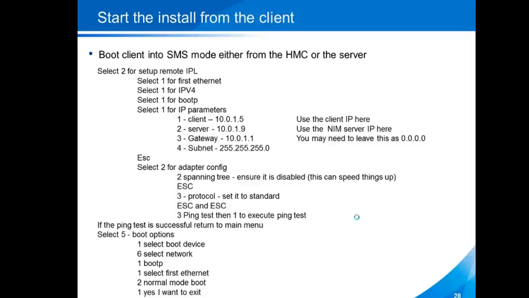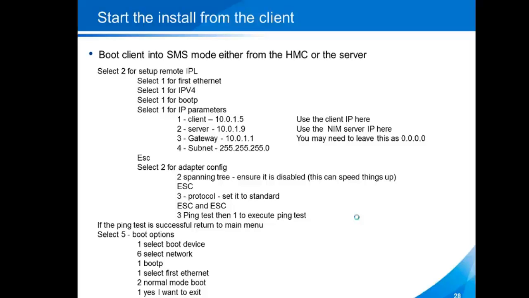Obviously before you do this, you want to make sure that your NIM server has BOOTP uncommented and that you refreshed inetd. And then you're going to select your IP parameters. The client is going to be this LPAR's IP address. The server is the NIM server. I normally leave the gateway alone unless I'm going across subnets. Then you're going to hit escape and select 2 for adapter config.